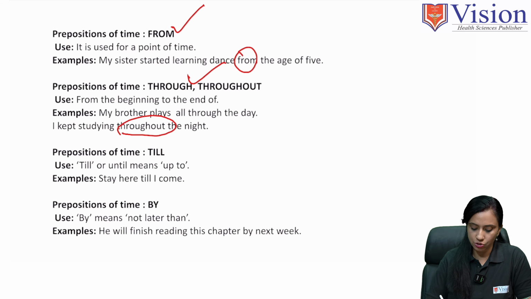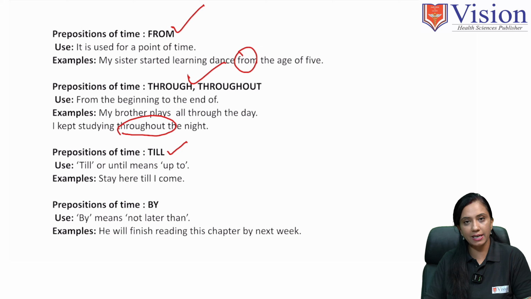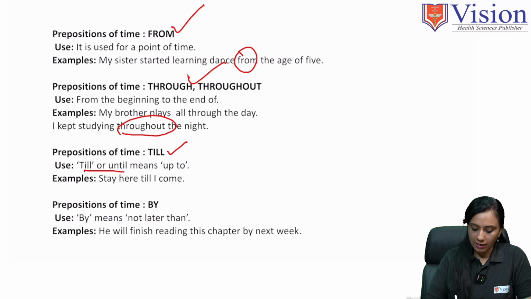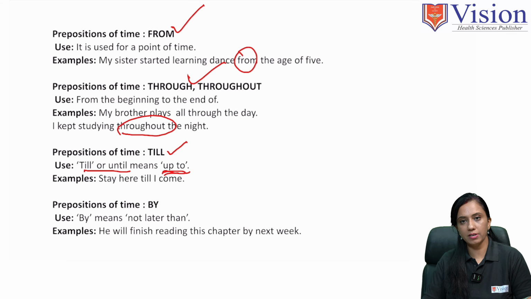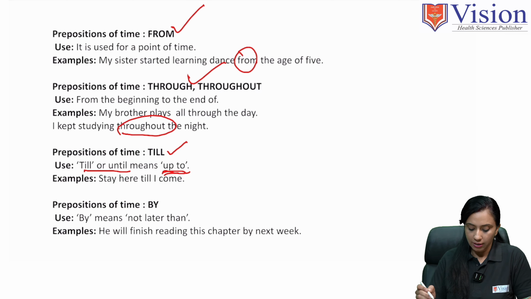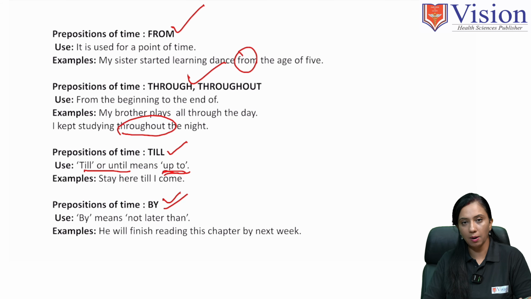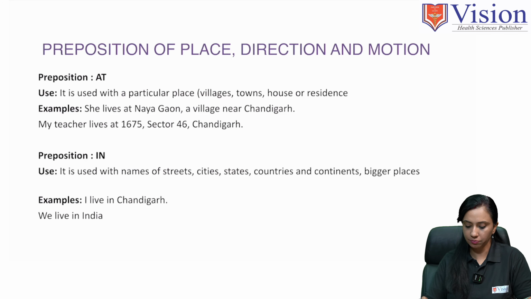Then we have the preposition of time, that is till. Till or until can also be used, meaning up to. Stay here till I come. Another one is by. By means not later than. Like he will finish reading this chapter by next week. He will not prolong it to the next week. So it will be finished by the specified period of time which is mentioned over here.